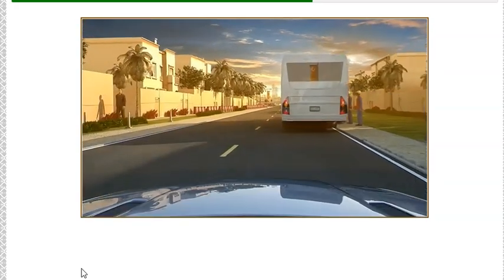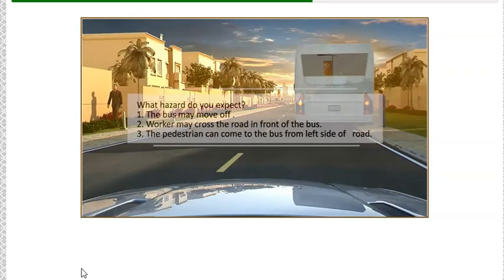What hazard do you expect? The bus may move off. Worker may cross the road in front of the bus. The pedestrian can come to the bus from left side of road.